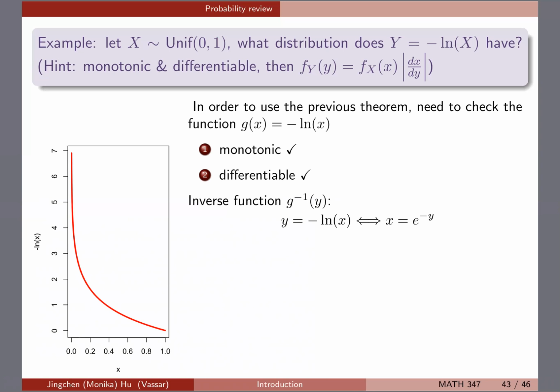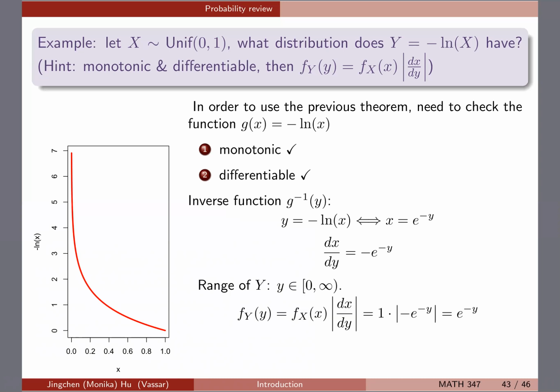You confirm that x is e to the negative y once you do the transformation. So express x in terms of y, and of course check the two conditions. In this case, both are satisfied. Then you get dx over dy, which is calculus. Don't forget the negative sign, but in the end you're going to take the absolute value. It wouldn't matter that much, but still, it's important to get it right.